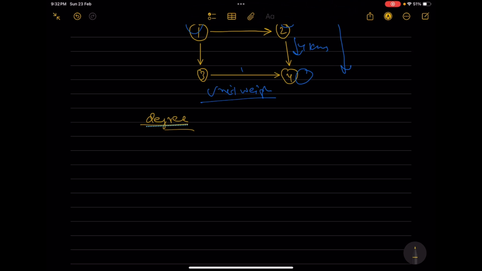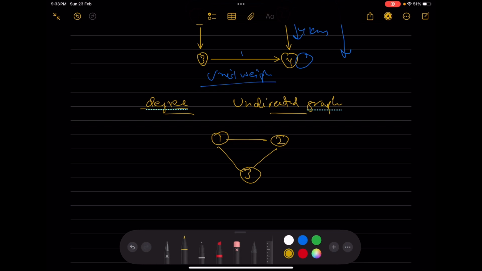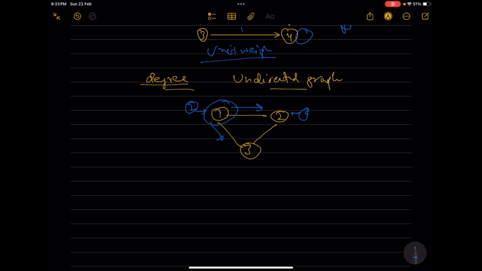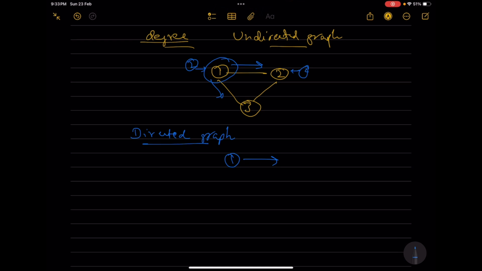Let's discuss the degree. Let's first discuss the degree of an undirected graph. In an undirected graph, let's say 1, 2, 3. So the number of edges from one node, for example, from 1 there are 2 edges, 1 to 2 and 1 to 3. That means the degree of node 1 is 2. Degree of node 2 is also 2. Now let's check it in the directed graph. Let's have a graph.